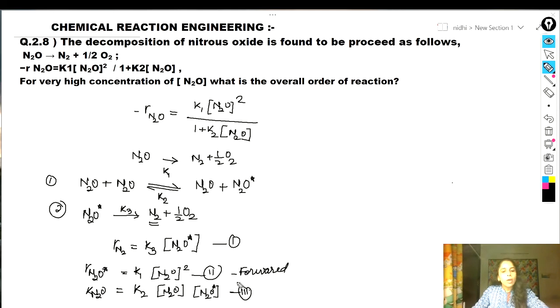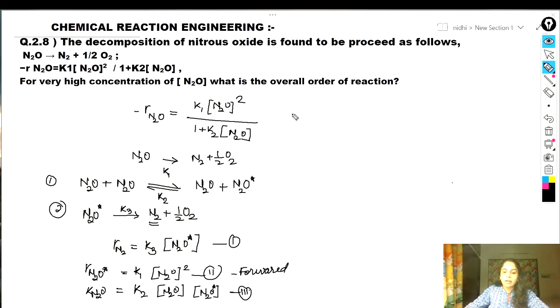Now N2O* is an intermediate, and its concentration can be calculated by the steady state approximation. The concentrations of reactive intermediates are very low and effectively remain constant compared to the reactant concentration. So the rate of change of concentration of the intermediate with respect to time is assumed to be 0.